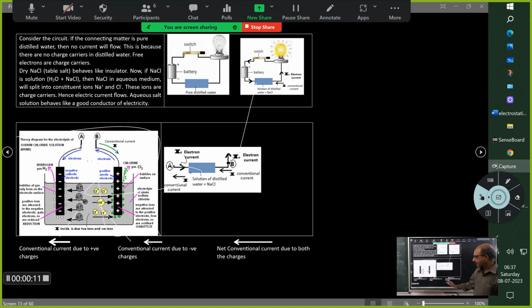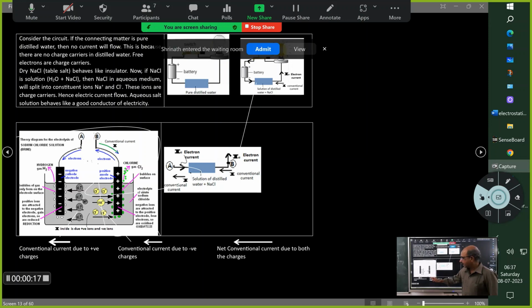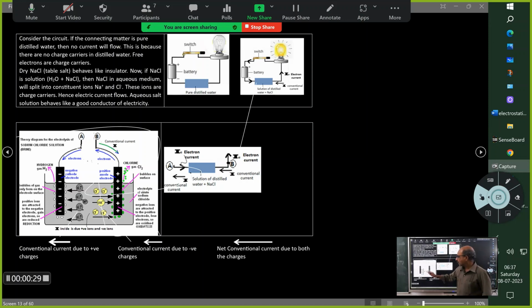I suppose you can see here that inside a battery there is a chemical reaction, and you can see the H plus ions here are moving in this direction. I hope you can see. So it is in the direction of conventional current. The positive charges are moving like this. The conventional current due to positive charges is in this direction.